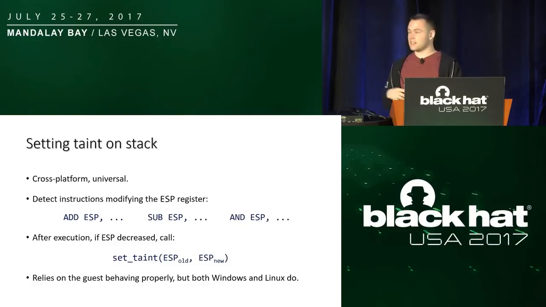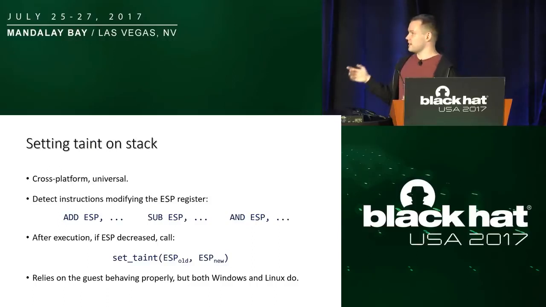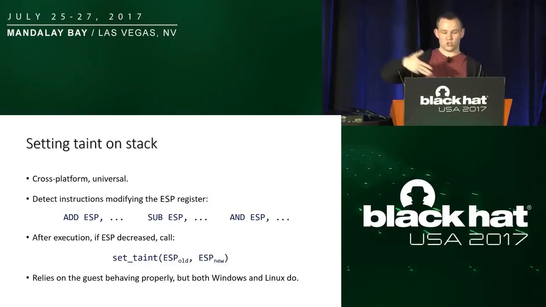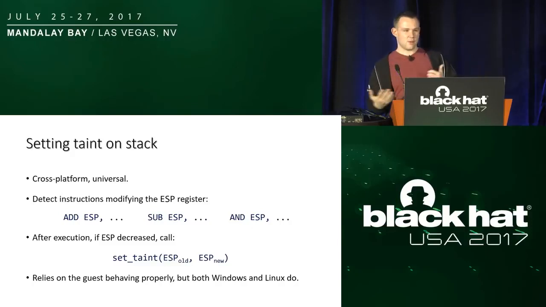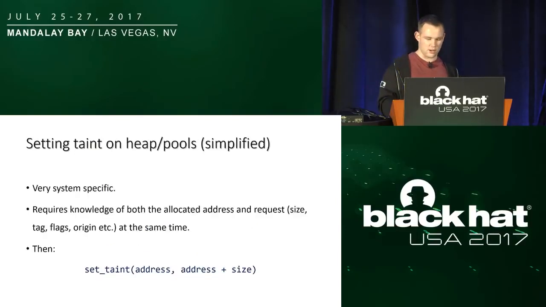About setting taint on stack, this is actually very easy because all allocations performed on stack are performed using the same assembly pattern, so it's cross-platform. What I do in my instrumentation is I just detect these three instructions of adding, subtracting, and anding against the ESP register. And then after the execution of this instruction, if ESP decreased, I just set the taint on the whole new memory region that was allocated this way. Of course, you can imagine cases where this would crash the operating system if it didn't perform properly, but fortunately both Windows and Linux do, so this behavior doesn't crash anything and it all works out.